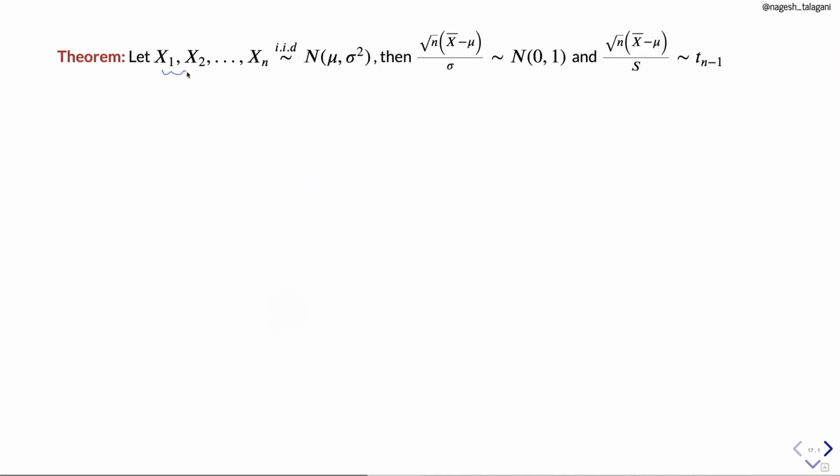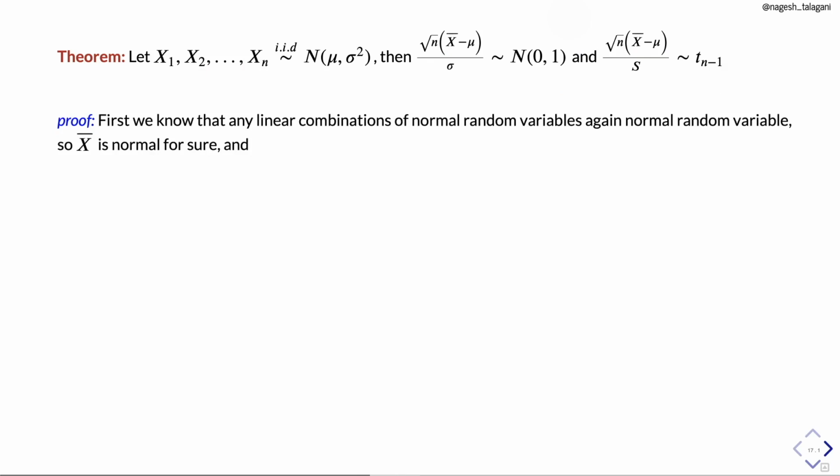Theorem. Let X1, X2, so on, Xn be IID normal random variables with mean mu and variance sigma square. Then root n of X bar minus mu by sigma follows the standard normal distribution, and root n of X bar minus mu by S follows the t distribution with n minus 1 degrees of freedom. First, let me show you this. First of all, we know that any linear combination of normal random variables is again a normal random variable. So this X bar will be normal for sure. The question is, what is the mean parameter and what is the variance parameter.